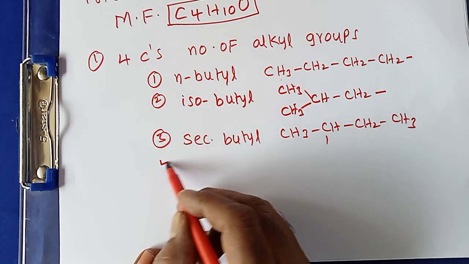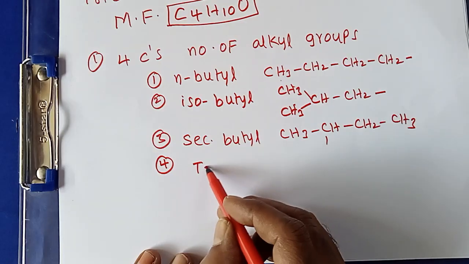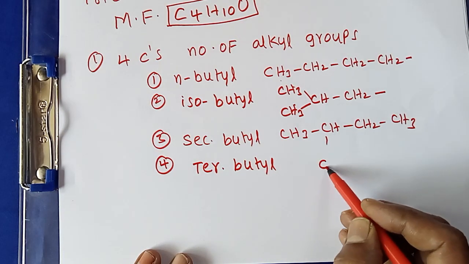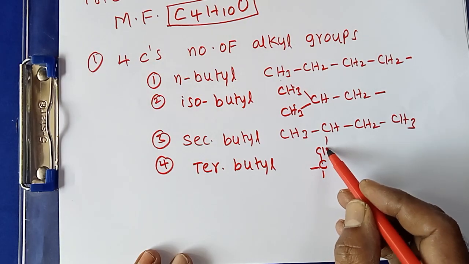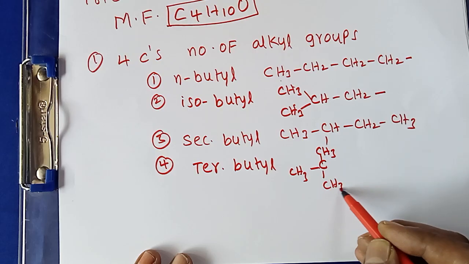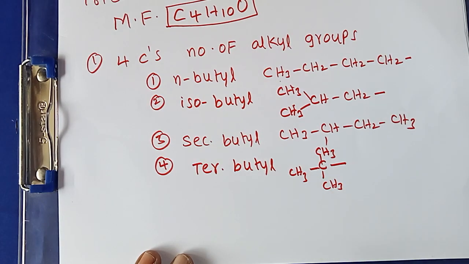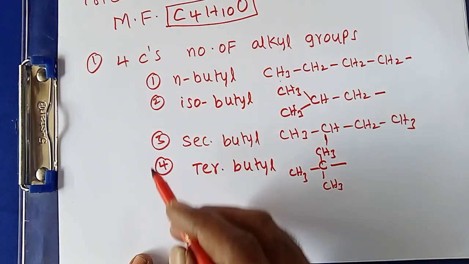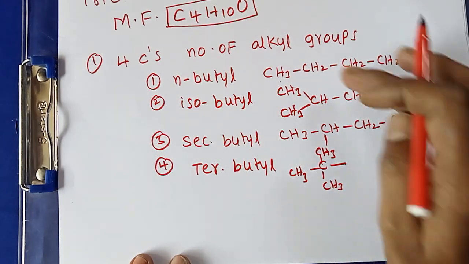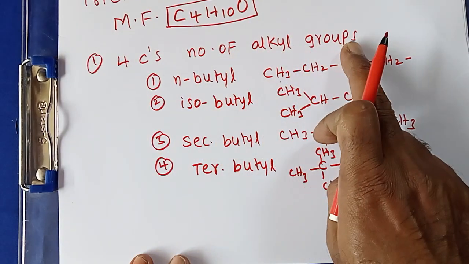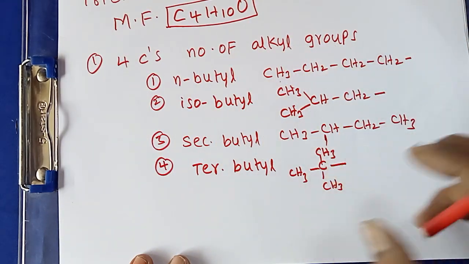Secondary butyl. Number 4, tertiary butyl. Tertiary butyl means one carbon with 3 methyl groups, CH3, CH3, CH3, and open bond. This is the secondary butyl, this is the tertiary butyl. Total how many possible? 4 only possible with 4 carbons. 1, 2, 3, 4 carbons, number of alkyl groups, total 4 only.